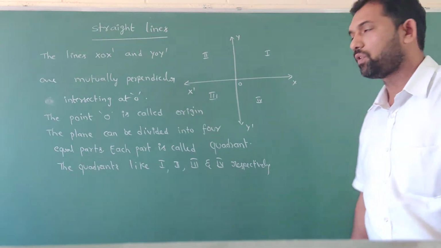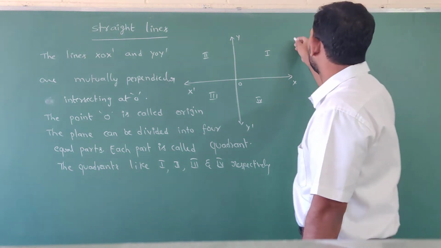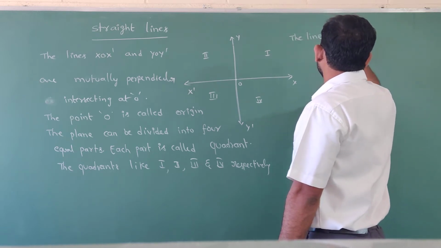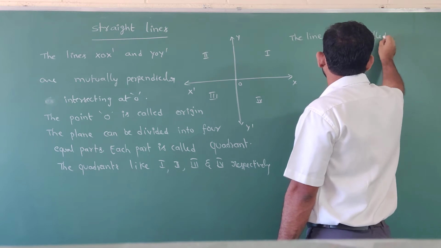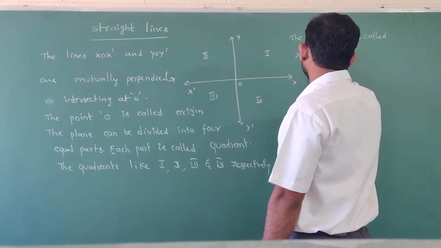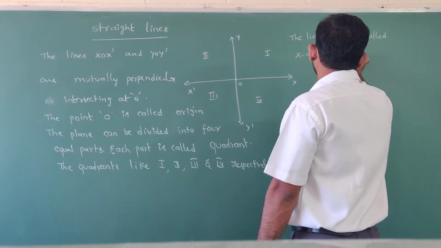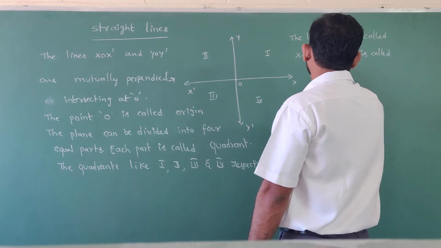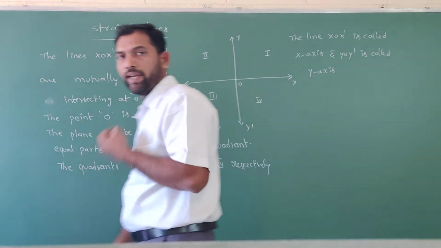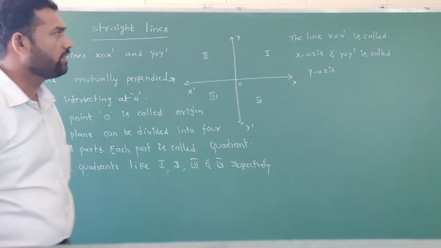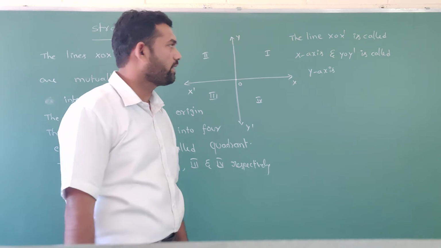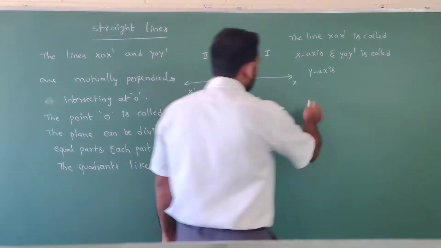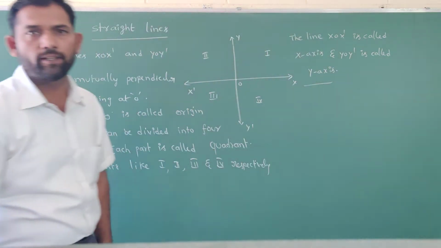Before that I will clarify one more point. The line XOX' is called the x axis and YOY' is called the y axis. Understand? So the line XOX' is called x axis and YOY' is called y axis.